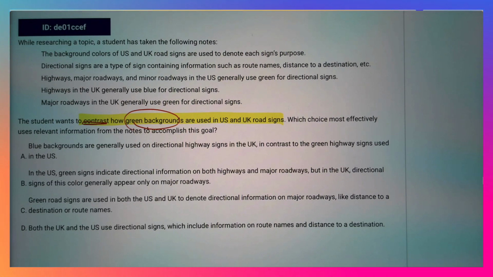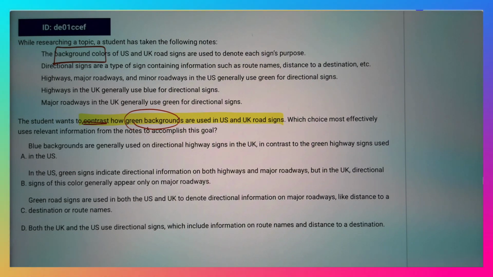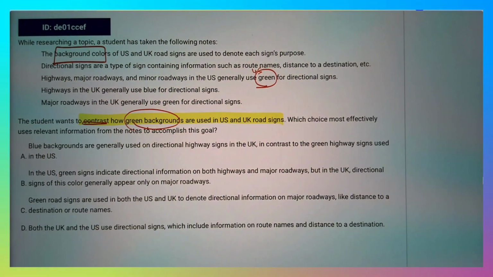If you read the very first line, the background colors of US and UK road signs are used to denote each sign's purpose. So our focus is the background colors of the road signs. Directional signs are a type of sign containing information such as route names, distance to a destination. Highways, major roadways, and minor roadways in the US generally use green for directional signs. So in the US, if you drive, you know this, it's always green. Okay, so US, green for everything.